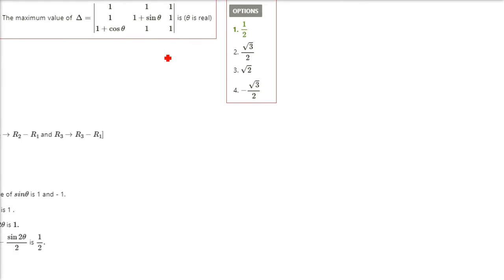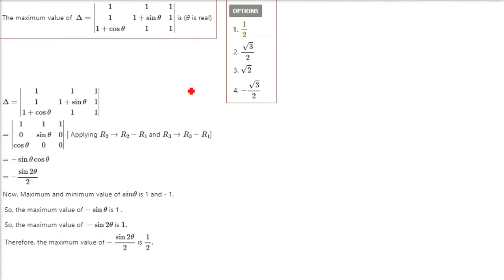so whenever we have one row or one column as 1, 1, 1, there is a simple way to do it. Row 2 you will change to row 2 minus row 1, and row 3 you will change to row 3 minus row 1. That is the only thing which we will do, unless you have something to take common. So R2 changes to R2 minus R1, and R3 changes to R3 minus R1. So 1 plus cos theta minus 1 will be cos theta. 1 minus 1 will be 0. 1 minus 1 is 0. Now coming to second row. 1 minus 1 is 0.